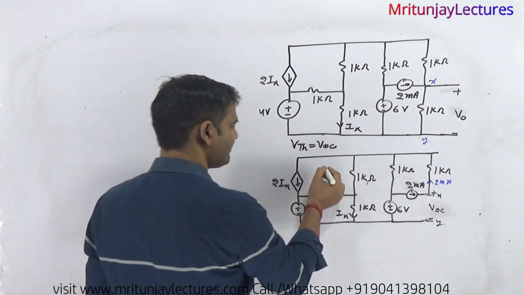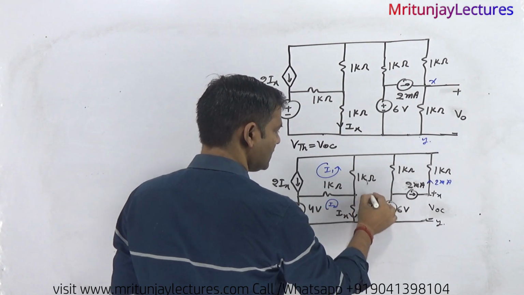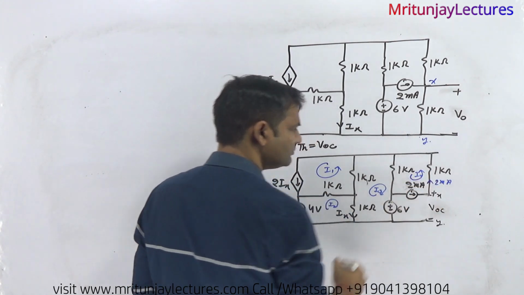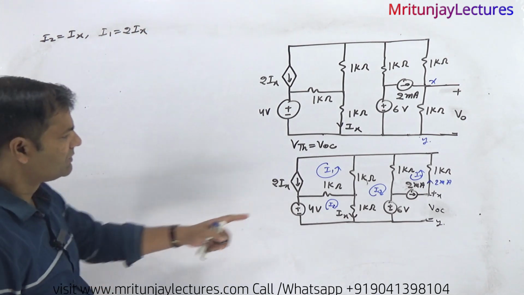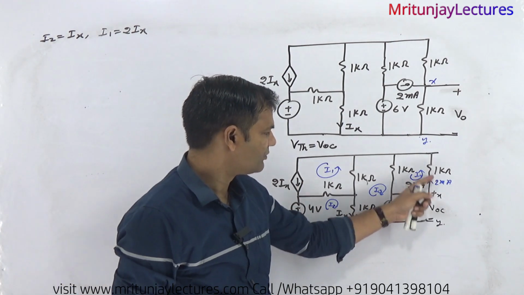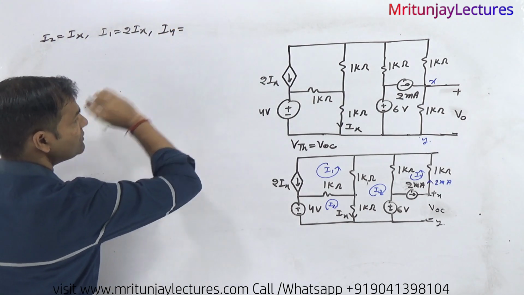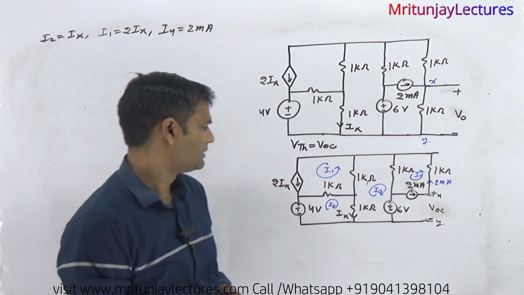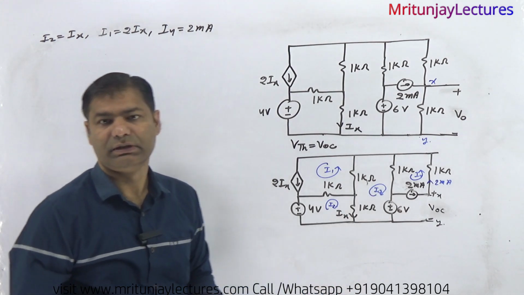Now apply loop analysis. Here I1, here I2, here I3, and here I4. I1 is 2Ix; the loop current I1 is 2Ix. And what about I4? I4 is 2 milliampere. Very simple. Clear? And what about I3? I don't know.